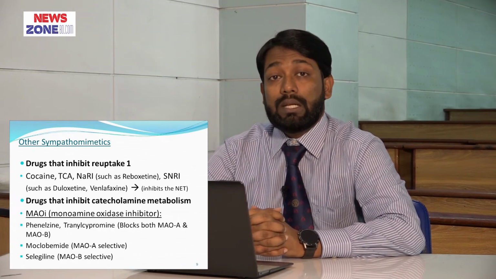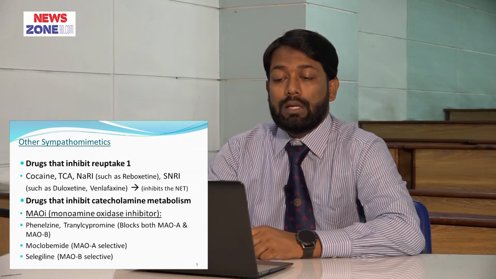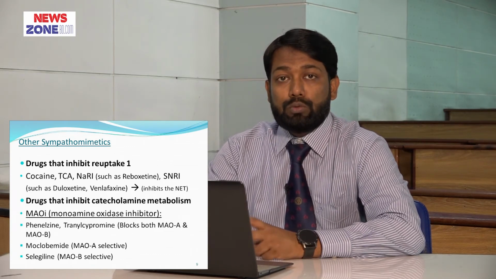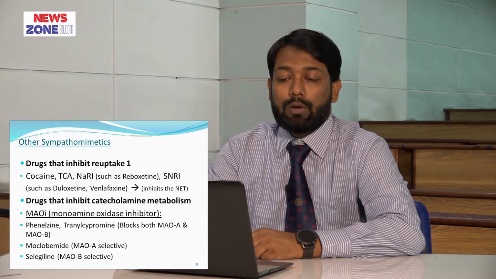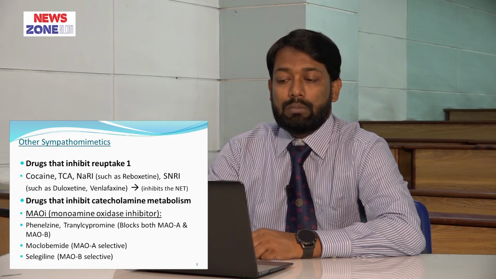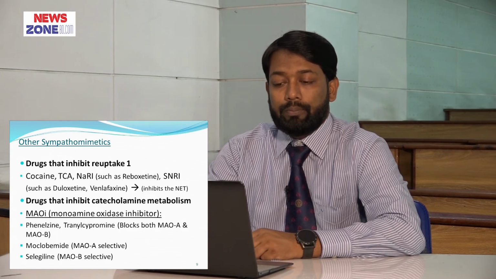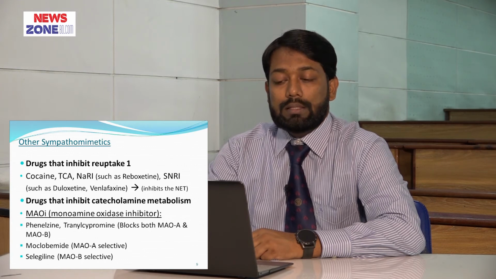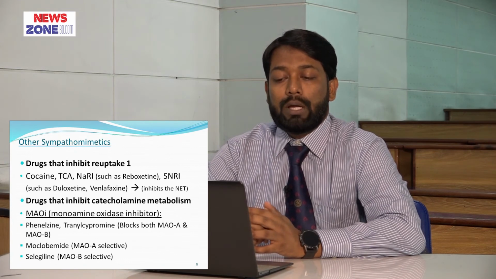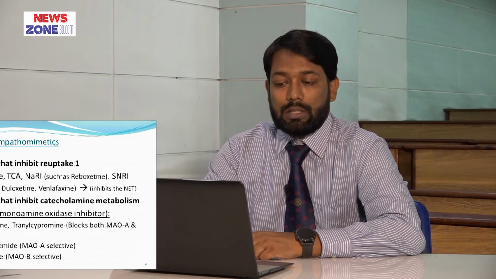Then there are drugs that inhibit catecholamine metabolism. As we know, catecholamines are majorly metabolized by two groups of enzymes, monoamine oxidase and catechol-O-methyltransferase. Monoamine oxidase inhibitors are phenelzine, tranylcypromine, and moclobemide. Selegiline is also a monoamine oxidase inhibitor, which is used in Parkinsonism.